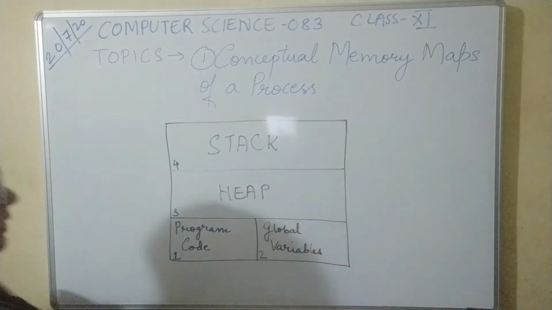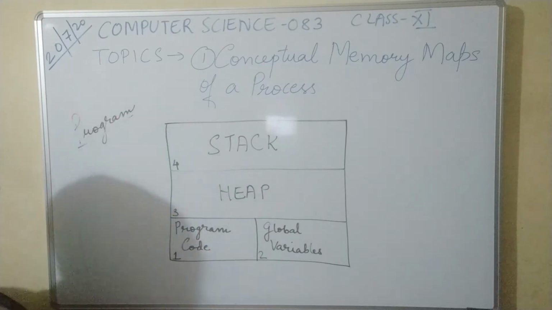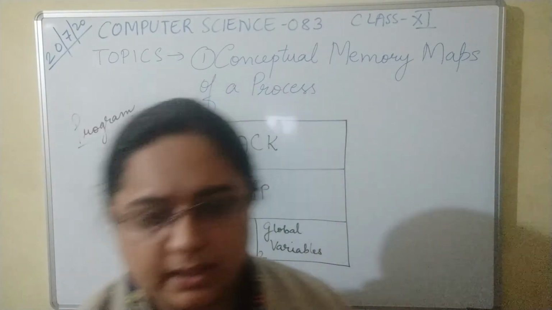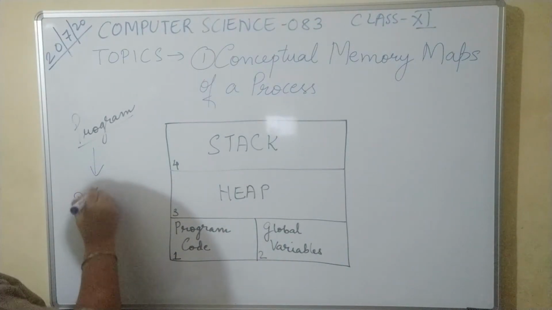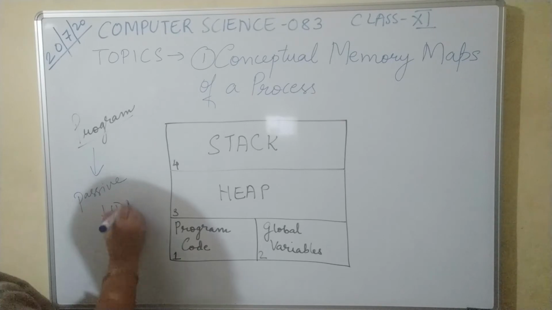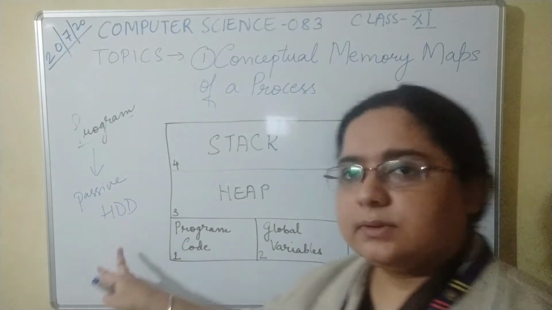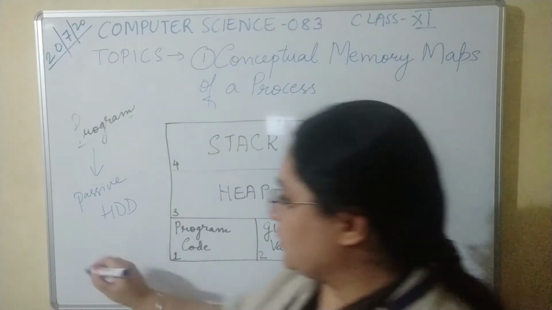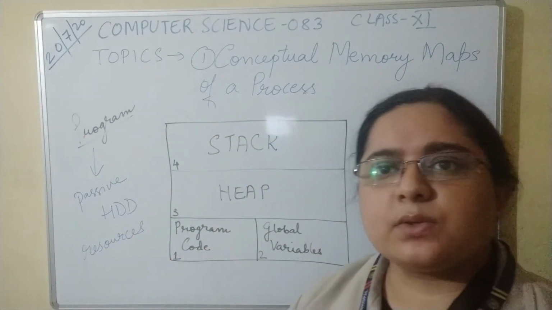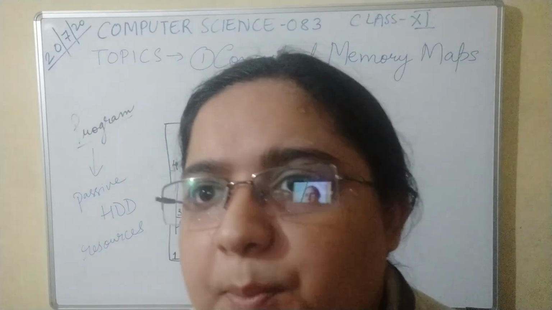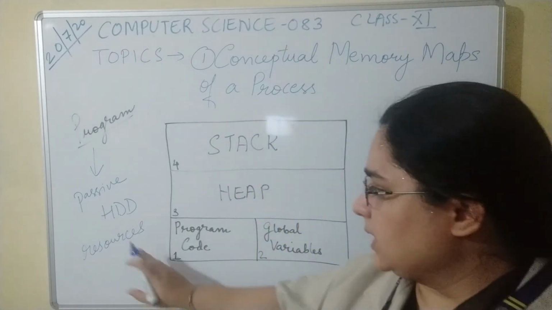One process, we already know that a program is a static or passive entity which rests on your hard disk. It is a passive entity which rests on the hard disk. And so in order to make a program work, we have to provide resources to the program. And for providing resources, we will be needing what?